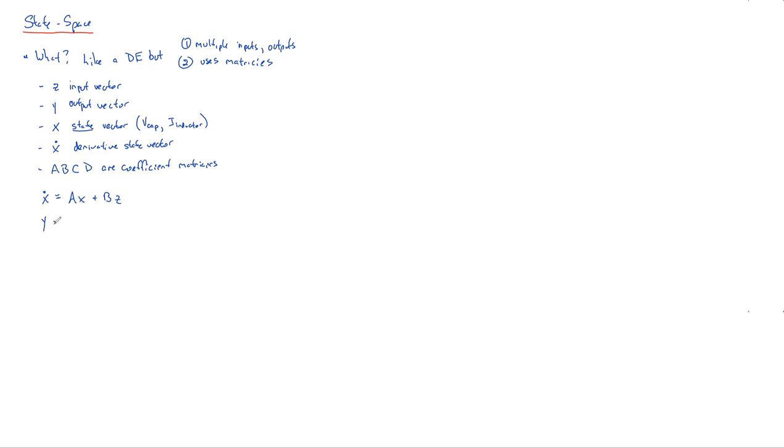And then your output, which is obviously what you eventually want to find, is some combination of your state vector plus a different combination of your input vector. And then to find your updated X vector a moment later, you have to find it as a function of your derivative. So these are the 2 equations that form the state space formulation of a system.